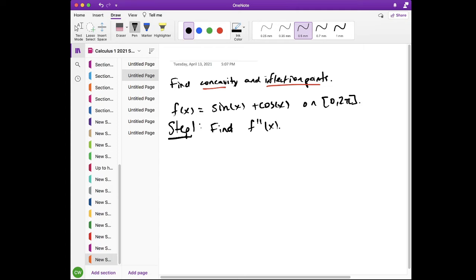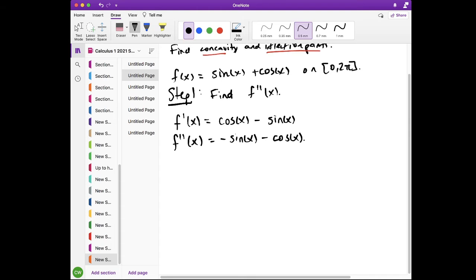Okay, so let's find it. F prime of x is cosine minus sine. And then f double prime of x is equal to negative sine and then minus cosine. Okay, so the question is, when is the second derivative 0 and when does the second derivative not exist? How do you determine this?